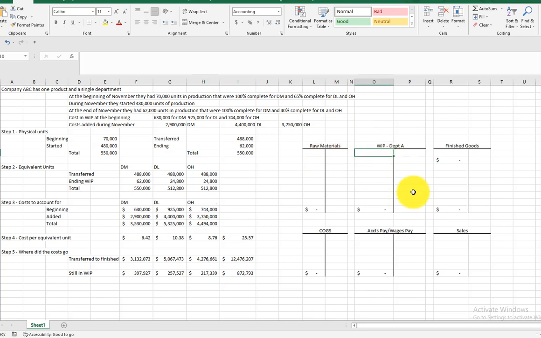So when we did our department work in process, our beginning amount would be those three numbers added up, right? That's what our beginning work in process is. And then we added the same numbers. This is what our journal entries would look like.